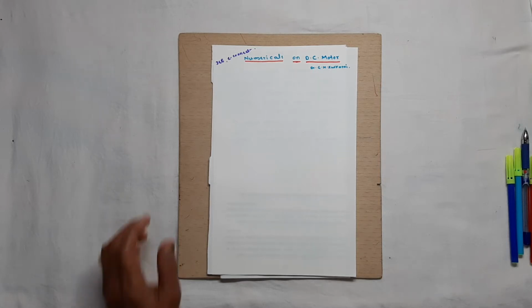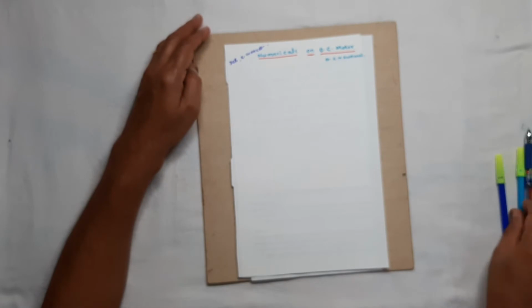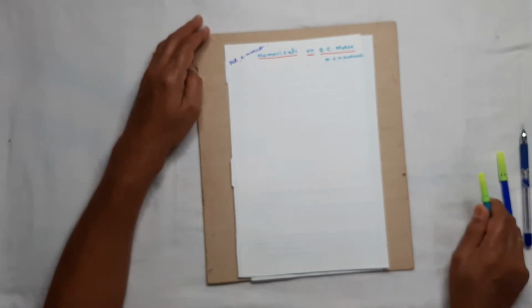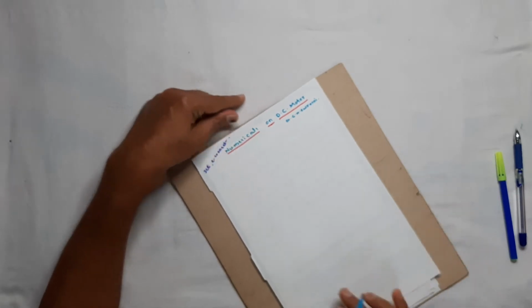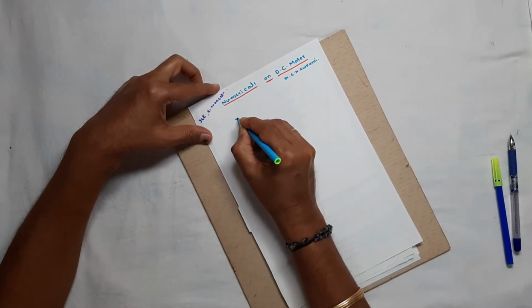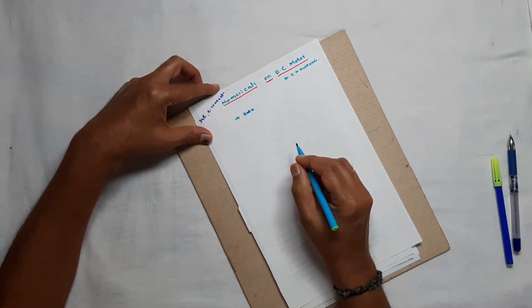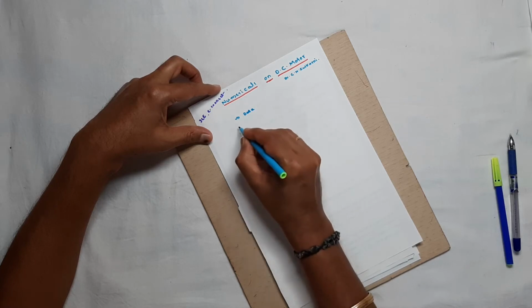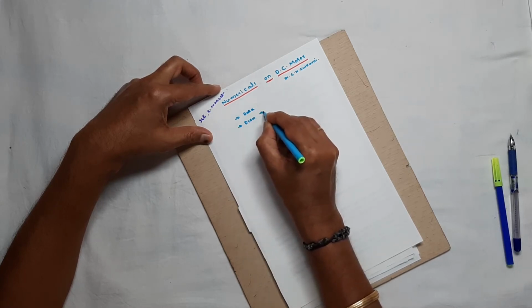Students will solve some numericals on DC motor. The steps involved in solving the numericals on DC motors are: first you have to list out the data given. Data you have to write it. Then draw the circuit.